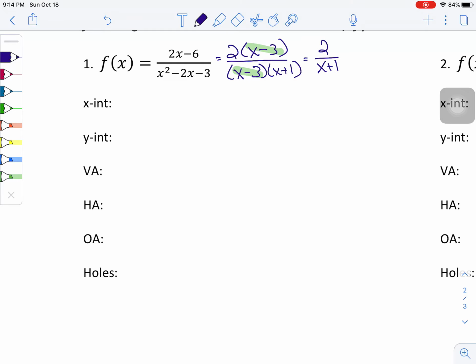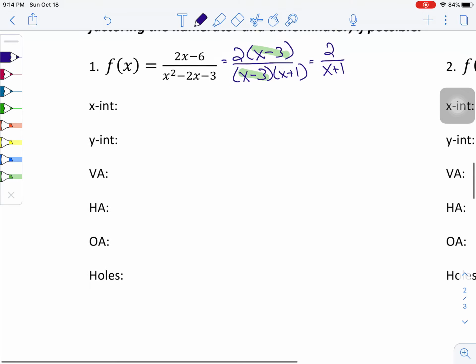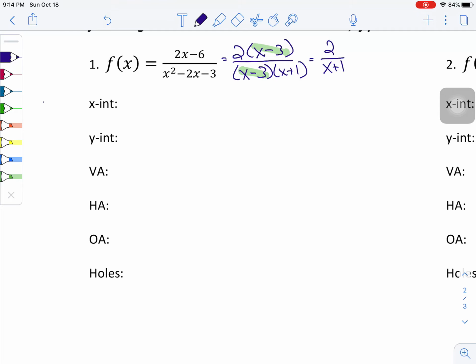So I'm going to find all of my key characteristics here. So x-intercept, I'm going to take the numerator, set it equal to 0, and my brain officially hurts writing that down because 2 does not equal 0. 2 will never equal 0. So because I cannot make 2 equal to 0, there is no x-intercept.